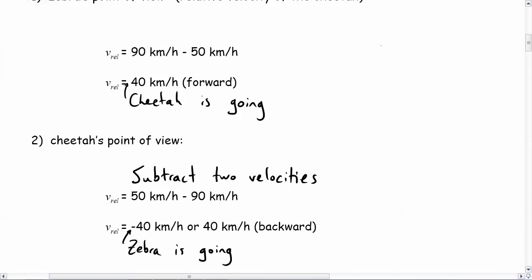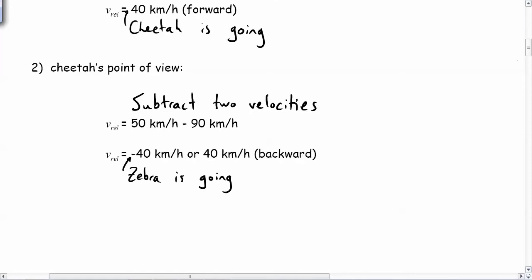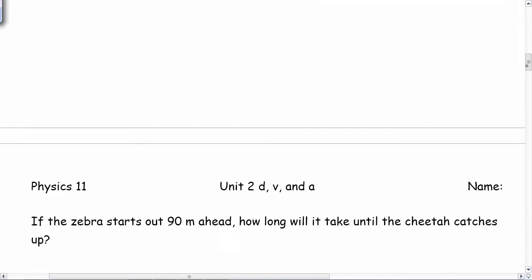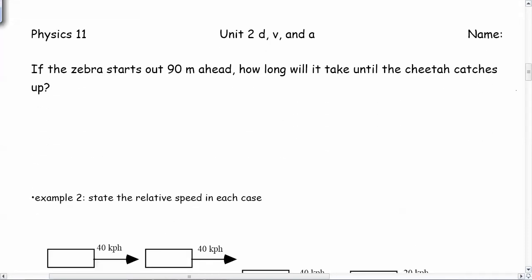The zebra has a 90-meter head start. How long will it take for the cheetah to catch it and devour it? Wait, are they going in a straight line, or? Yeah, they're just running in a straight line. So if you're an artist, you might want to draw a little picture.